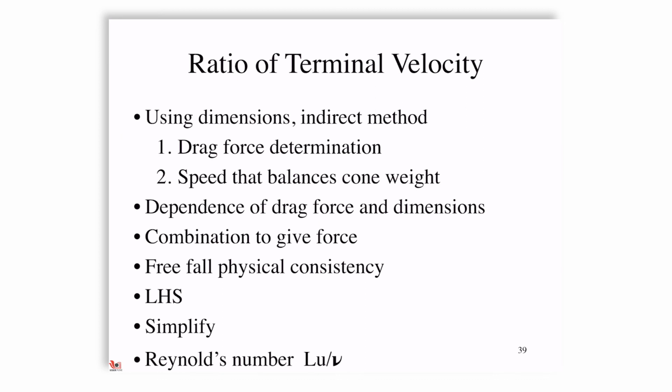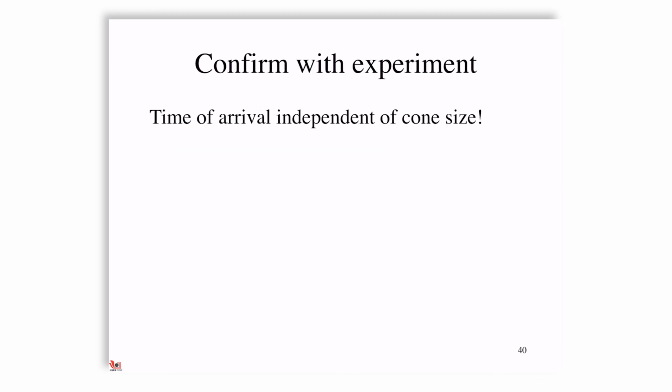To get the ratio of terminal velocity in theoretical terms, we need to use dimensions, an indirect method: dependence of drag force and dimensions, combinations to give force. Free fall, physical consistency, left hand side, right hand side equivalence, and simplify. Reynolds number, as you remember, is LU by nu. And when we compare with experiment, we will find that the time of arrival is independent of cone size. So I already gave you the answer now. Now you need to check why and whether you can actually find the same thing.